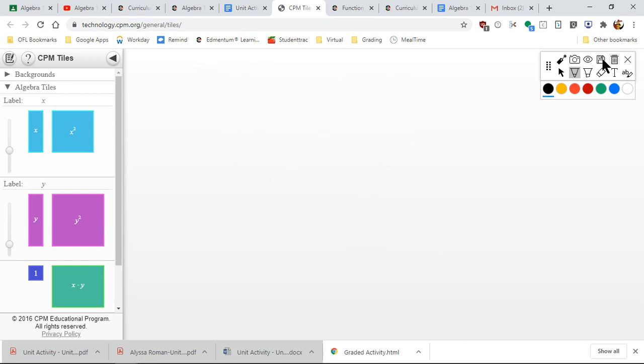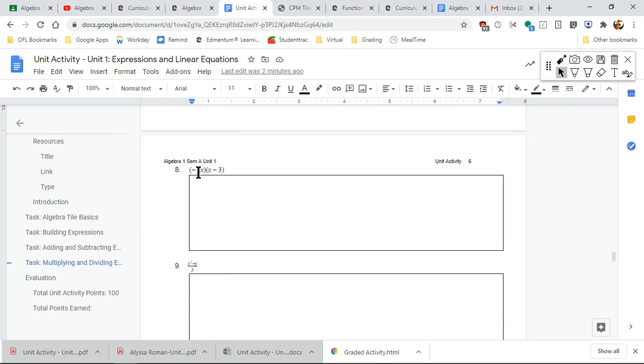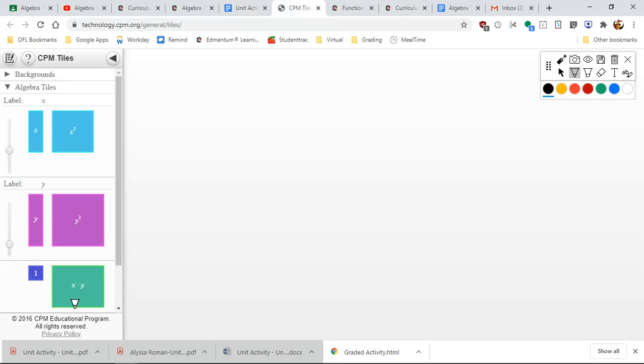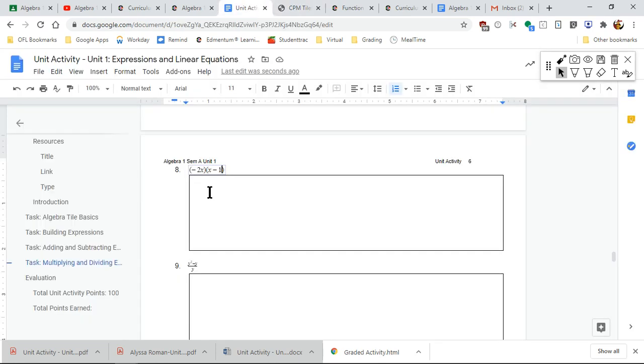So when you're doing these, I'm going to change this up a little bit. I'll call it negative 2x times negative 1. Make it nice and easy for me, but you'll get the idea. So I'm going to do negative 2x. So what I'm going to do, I'm going to drag these over. 1, 2, negative, negative, negative 2x.